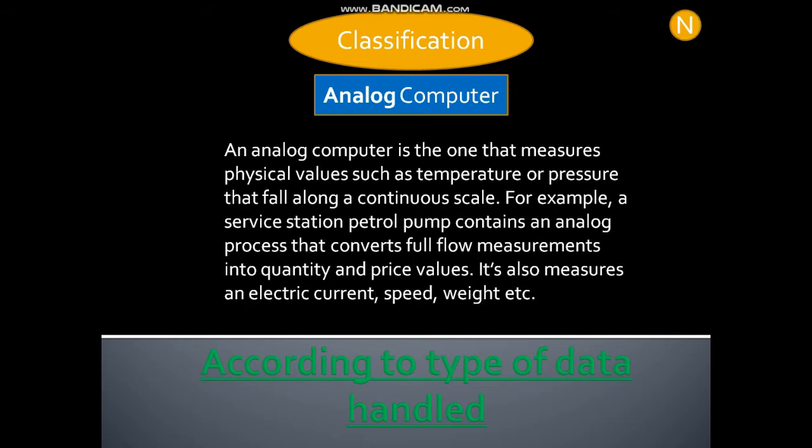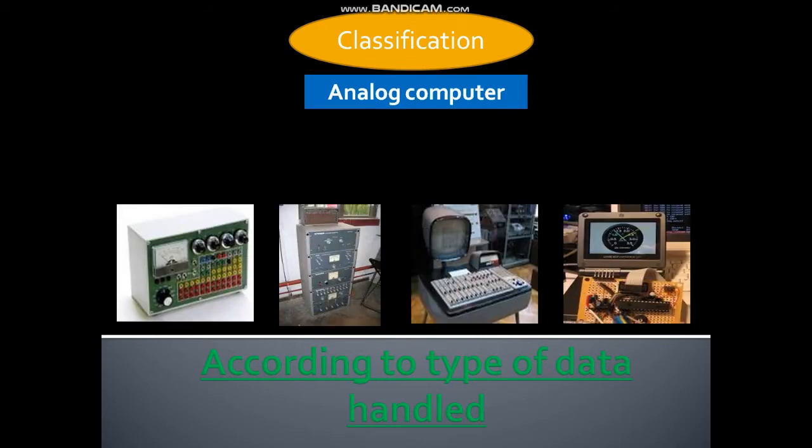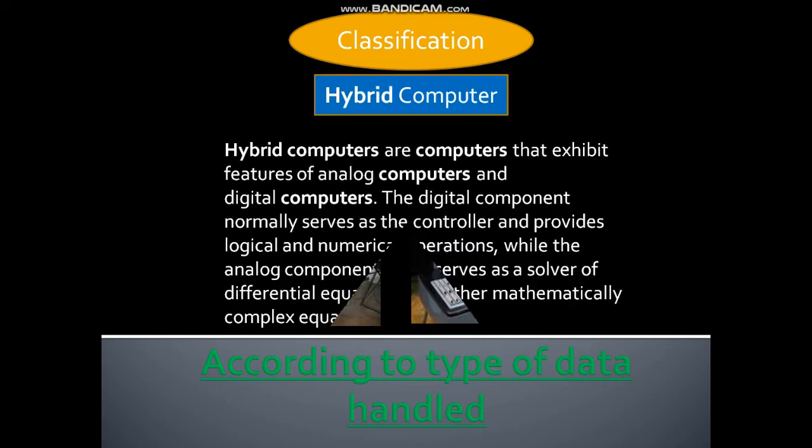And we can also say that an analog computer is one that measures physical values such as temperature or pressure that fall along a continuous scale. For example, a service station petrol pump contains an analog processor that converts fuel flow measurement into quantity and price value. It also measures electric current, speed, weight, etc. These are the analog computers.